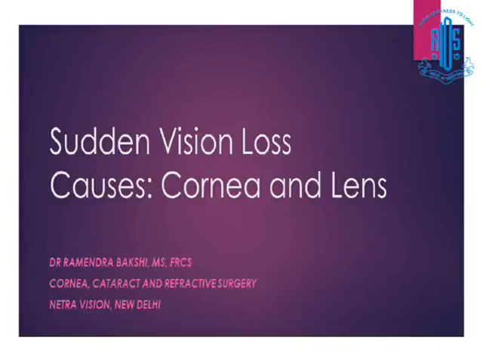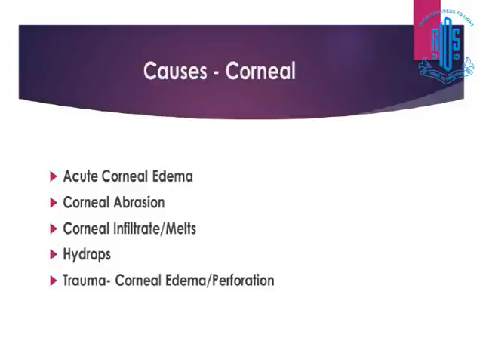I'll be basically dealing with causes of anterior segment, that is, causes related to the cornea and the lens, which cause sudden vision loss. So coming to the corneal causes, I'll enumerate the causes first and then go into each of the causes in detail.